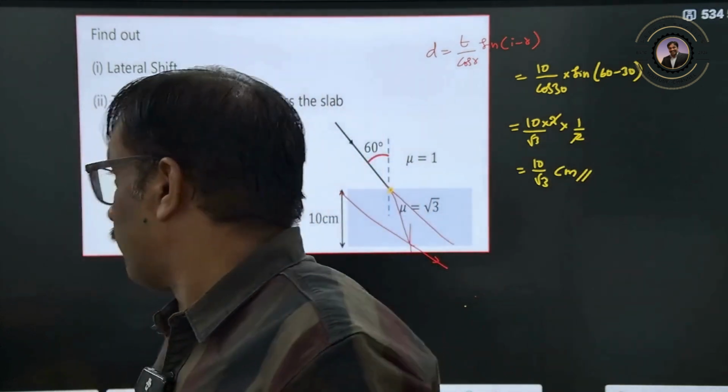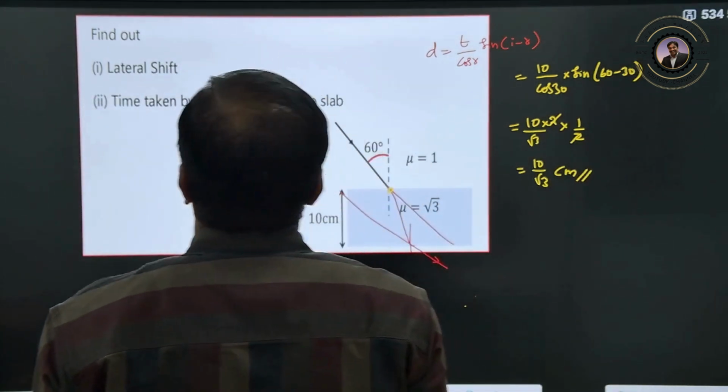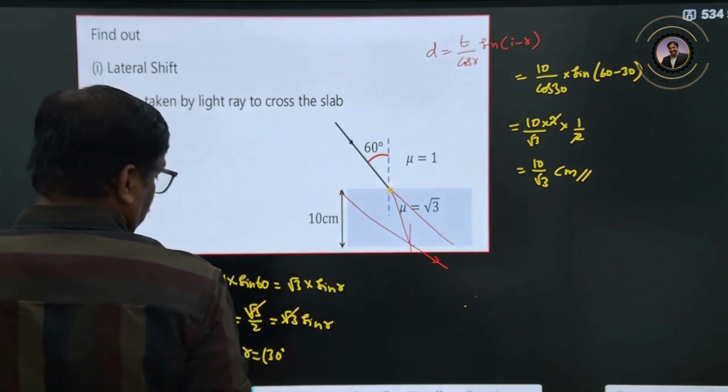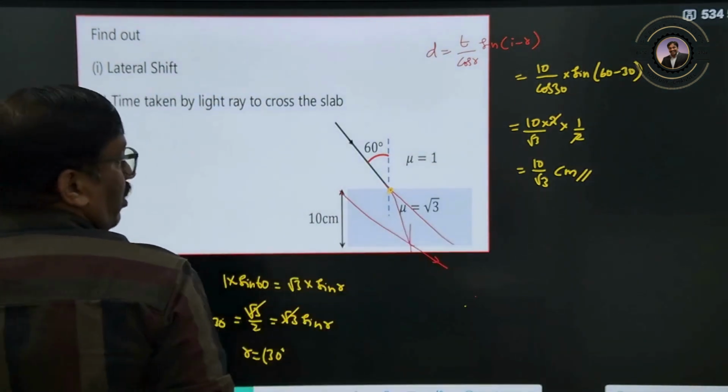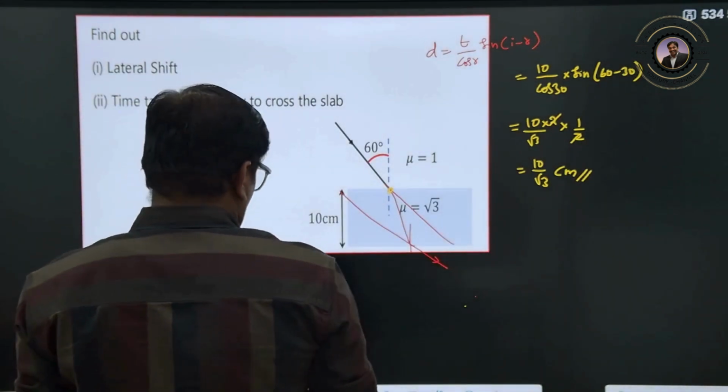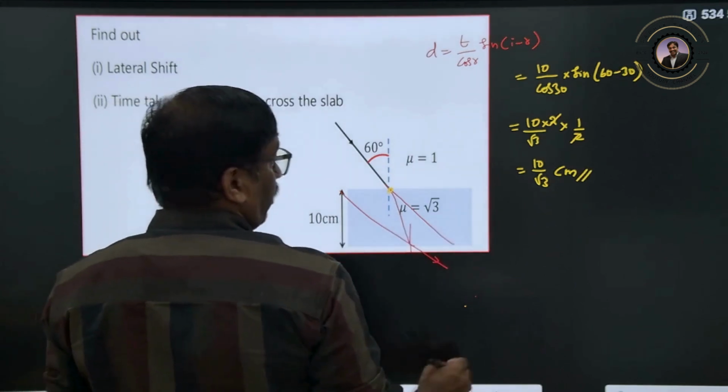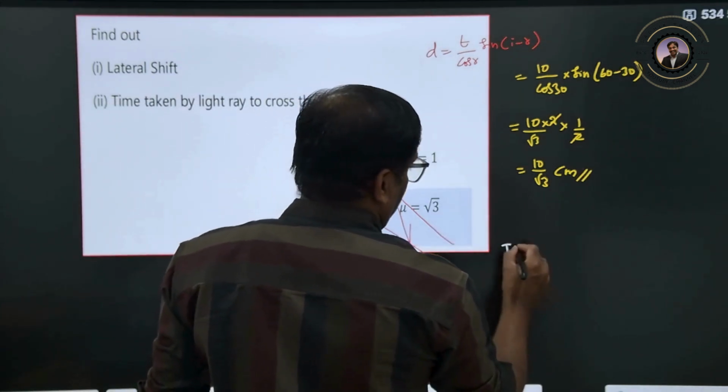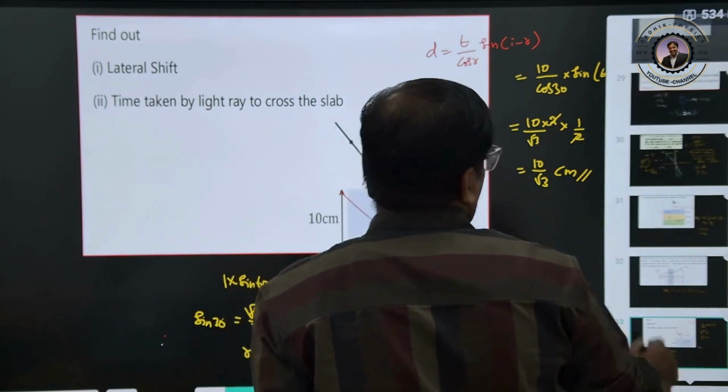Understood? Clear? Also, the time taken by the light ray to cross this. So what is the formula we derived for this? What is that formula for the time taken? I'll check it here.